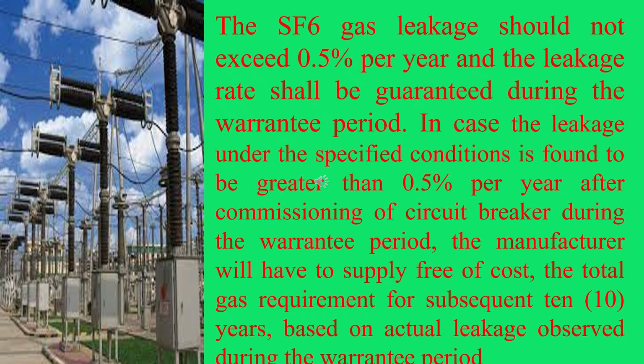The SF6 gas leakage should not exceed 0.5% per year, and the leakage rate shall be guaranteed during the warranty period. In case the leakage under the specified conditions is found to be greater than 0.5% per year after commissioning of the circuit breaker during the warranty period, the manufacturer will have to supply free of cost the total gas requirement for the subsequent 10 years based on the actual leakage observed during the warranty period.